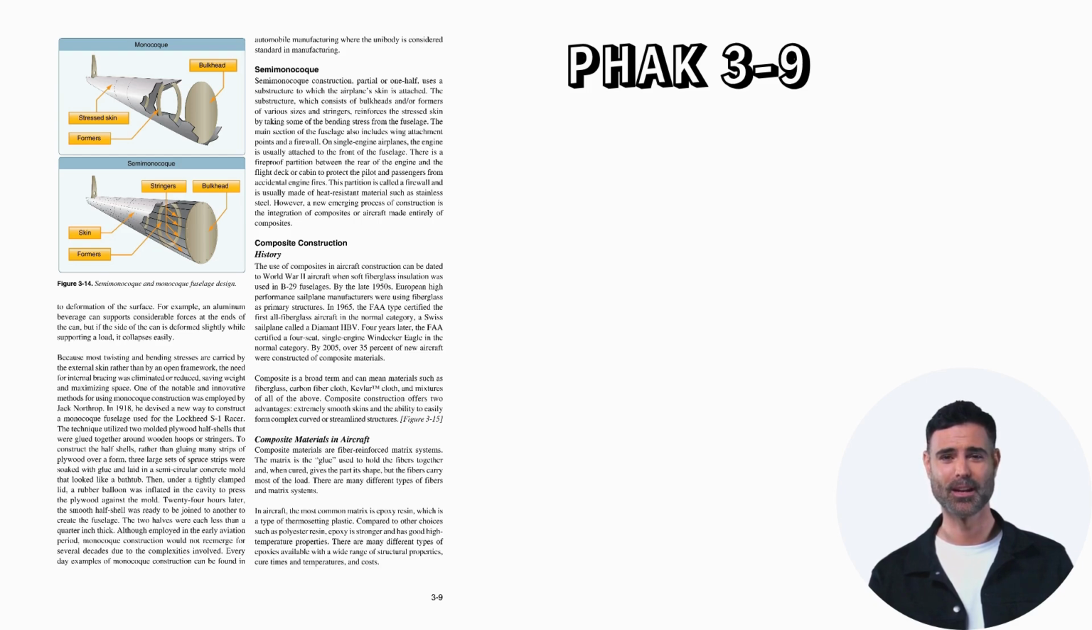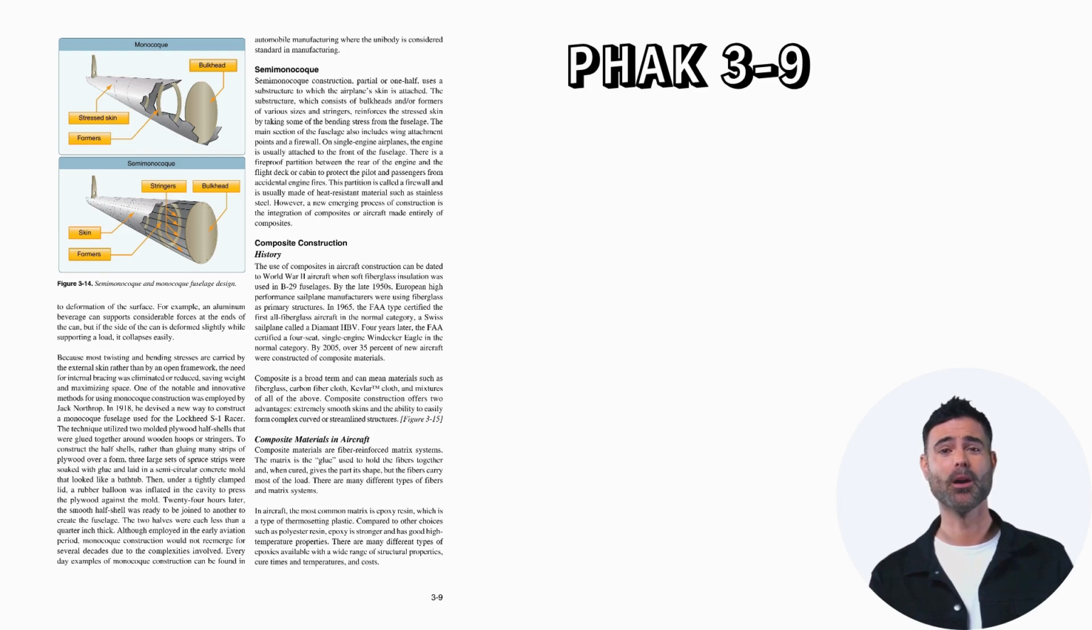Then, under a tightly clamped lid, a rubber balloon was inflated in the cavity to press the plywood against the mold. 24 hours later, the smooth half-shell was ready to be joined to another to create the fuselage. The two halves were each less than a quarter-inch thick. Although employed in the early aviation period, monocoque construction would not reemerge for several decades due to the complexities involved. Everyday examples of monocoque construction can be found in automobile manufacturing, where the unibody is considered standard in manufacturing.